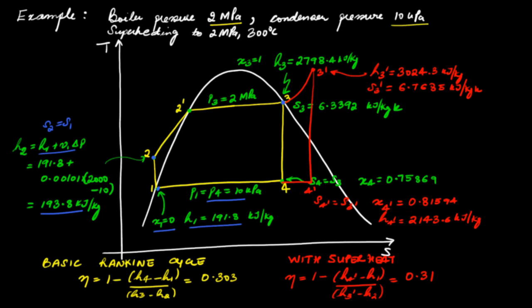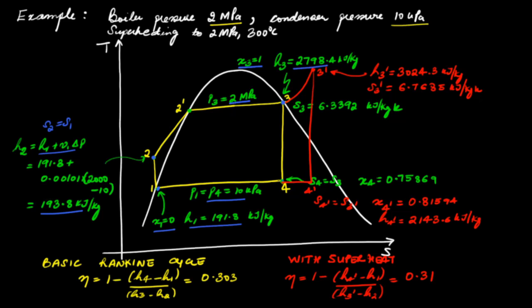Next, we want to find the enthalpy at state 3. At this state, the water is at saturated vapor, so the quality is 1, and we know the pressure, that is the boiler pressure, 2 megapascal. So looking at the property tables, we can get the enthalpy at state 3, which is this.